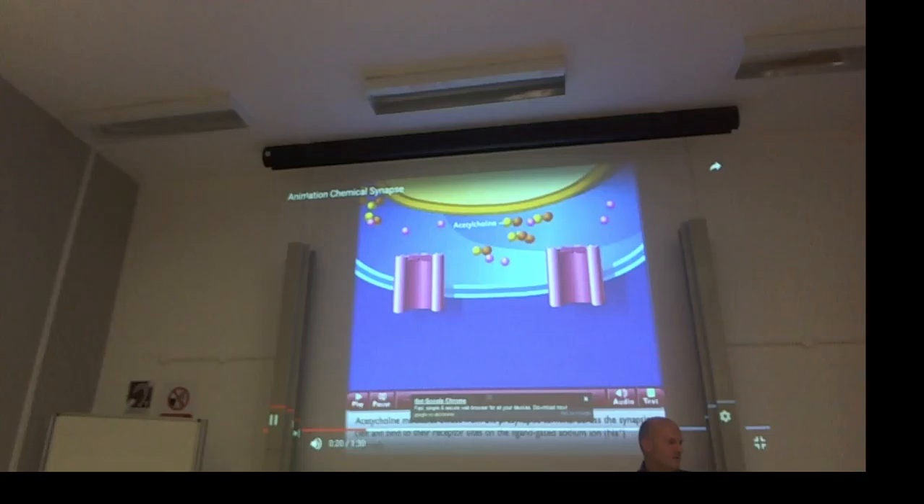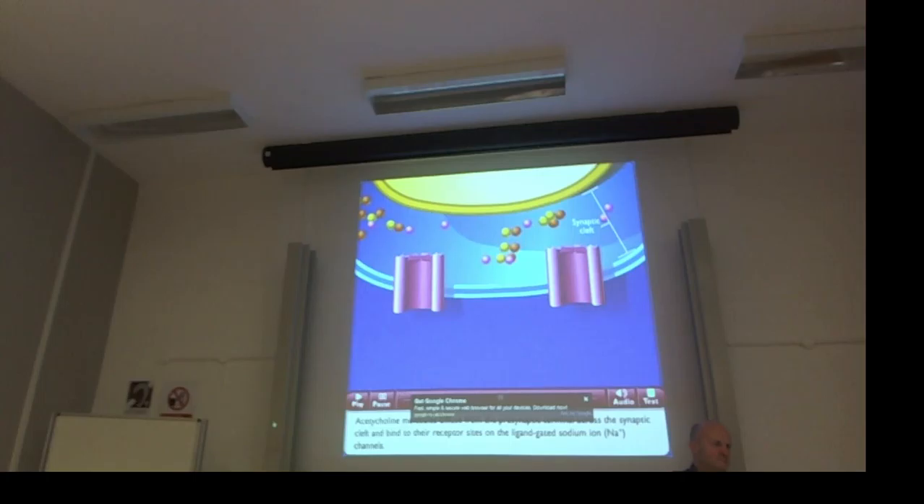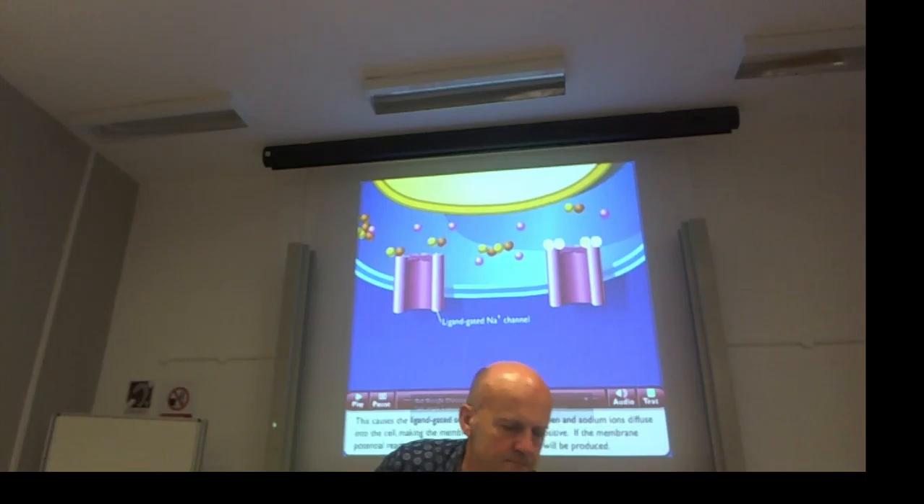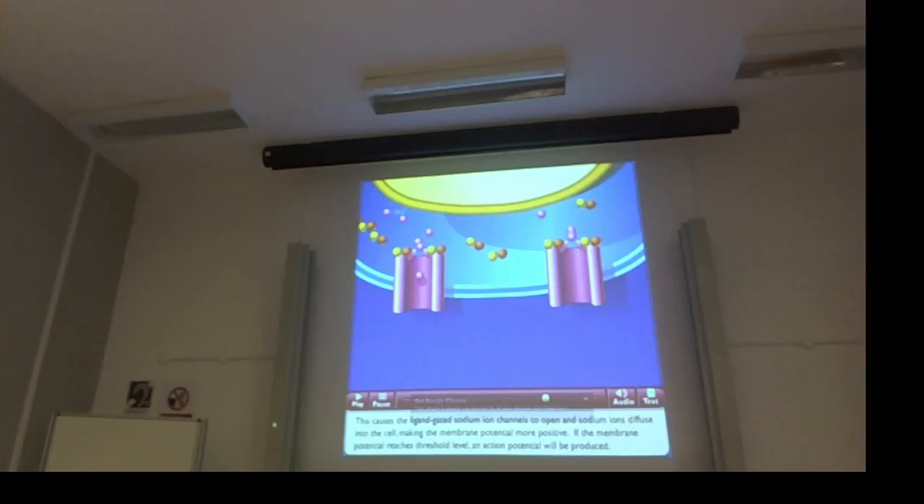Action potentials arriving at the presynaptic terminal cause voltage-gated calcium ion channels to open. Calcium ions diffuse into the cell and cause synaptic vesicles to release acetylcholine, a neurotransmitter molecule. Acetylcholine molecules diffuse from the presynaptic terminal across the synaptic cleft and bind to the receptor sites on ligand-gated sodium ion channels. This causes the ligand-gated sodium ion channels to open and sodium ions diffuse in between the cell, making the membrane potential.